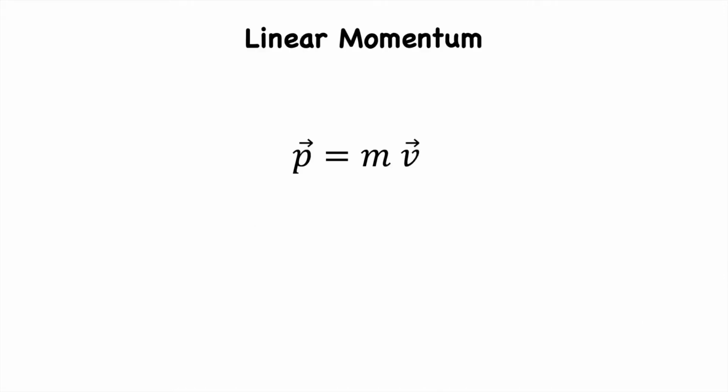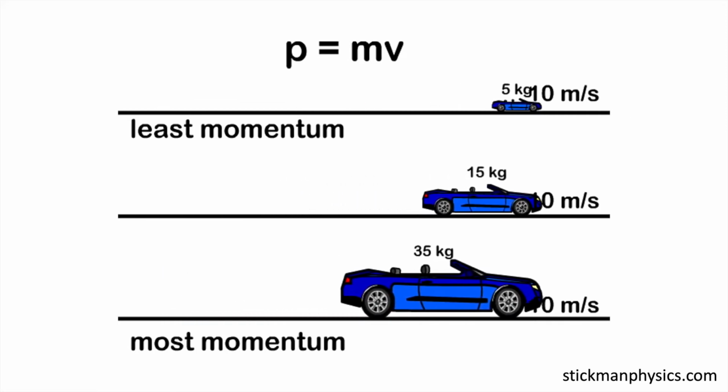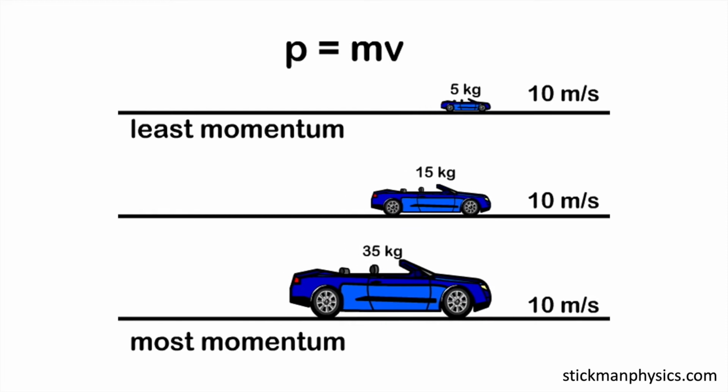Linear momentum is defined as the product of a moving object's mass and its velocity. It is a measure of its moving inertia. What does this mean? Well, everyday experience tells us that the more massive an object is, the more difficult it is to change its state of motion.